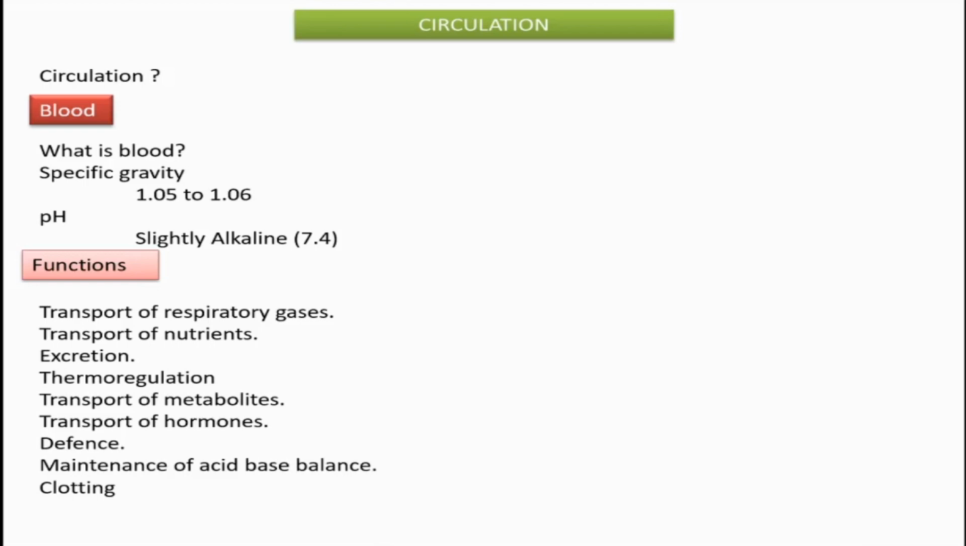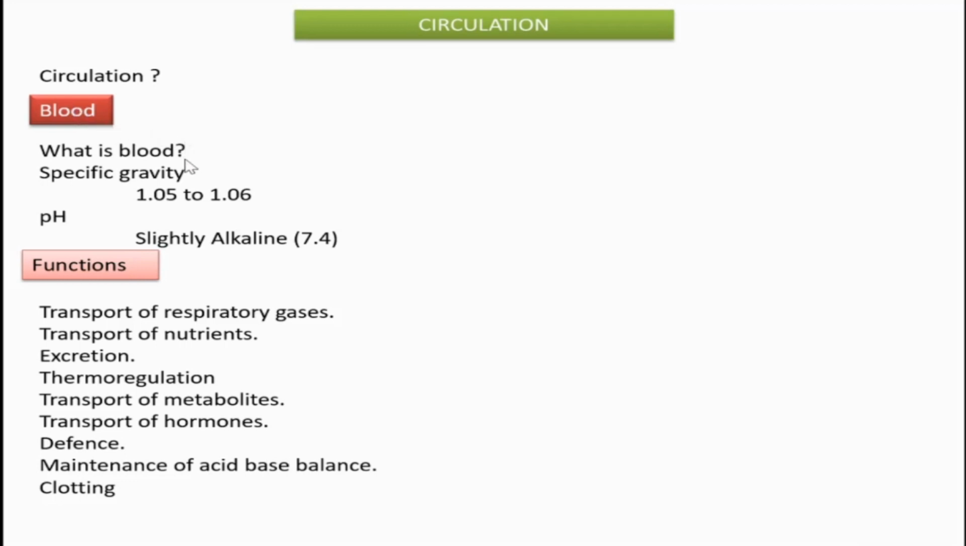Good morning, students. Today we are starting a new chapter, that is circulation. What is circulation? It is the flow of body fluid. Flow of body fluid is called circulation. That body fluid is mainly blood. It's not only blood that is body fluid, so many other things are also there, and the main thing we need to discuss is blood.